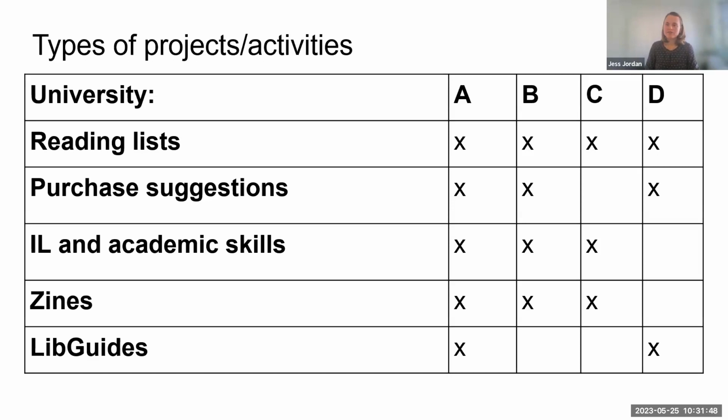3 of the libraries have established dedicated zine collections. Zines can be a great low-cost way to expand your collection of material by and about people who may have been excluded from the traditional publishing industry. And 2 of these libraries have created LibGuides on decolonial subjects, such as Introduction to Critical Race Theory or the history of the protest movement in their local area.